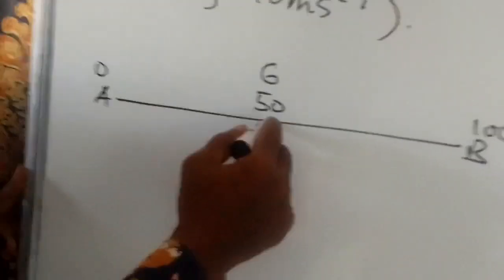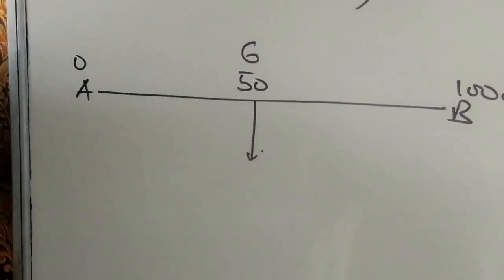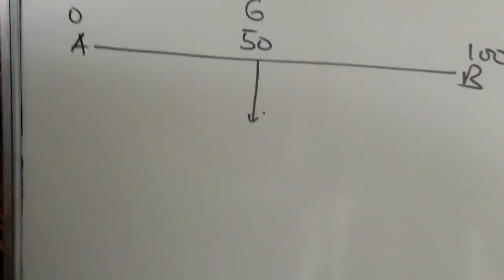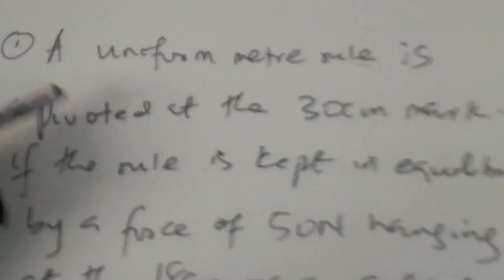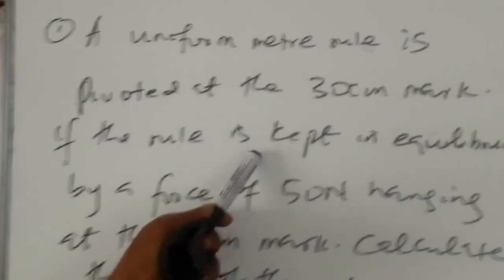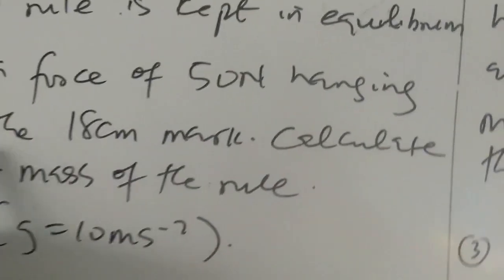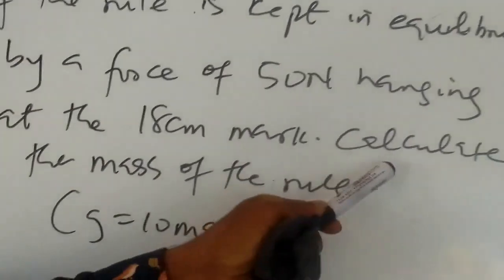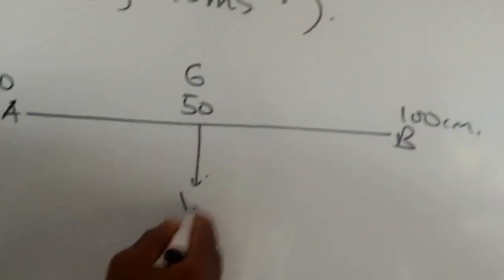And at that point you have to put the mass or the weight of the meter rule. Go to the question again and find the weight of the body. It says the uniform meter rule is pivoted at the 30 cm mark. If the rule is kept in equilibrium by a force of 50 Newton hanging at the 18 cm mark, calculate the mass of the meter rule. So the mass is what we're looking for. We look for the weight of the meter rule. So let's call it W. The weight is unknown to us.